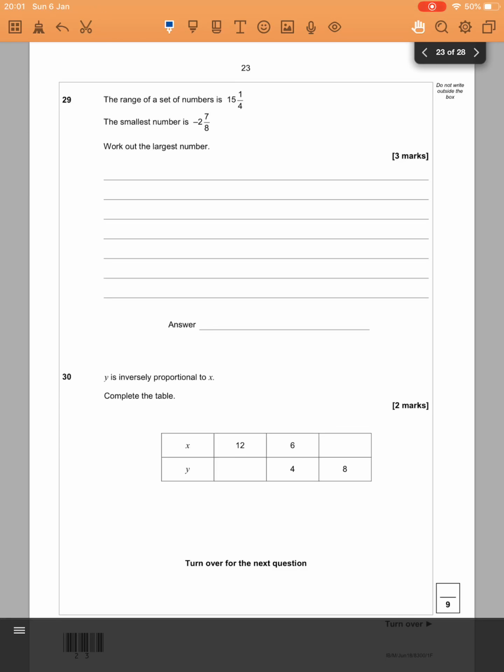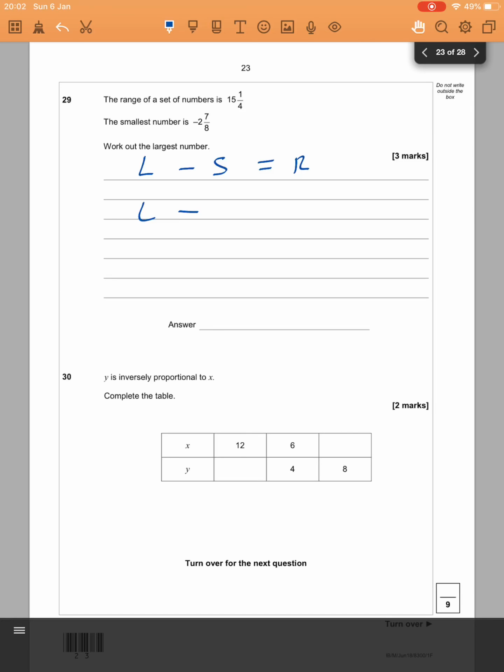Next question, the range of a set of numbers is 15 and 1/4. The smallest number is -2 7/8. Work out the largest number. Well, to work out the range, you do the largest take away the smallest, and that gives you the range. Now we've got to work out what the largest number is.